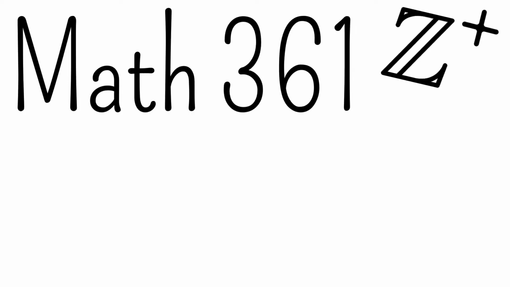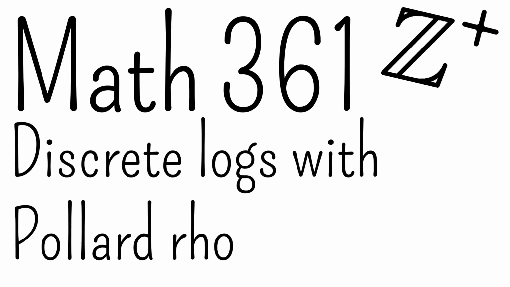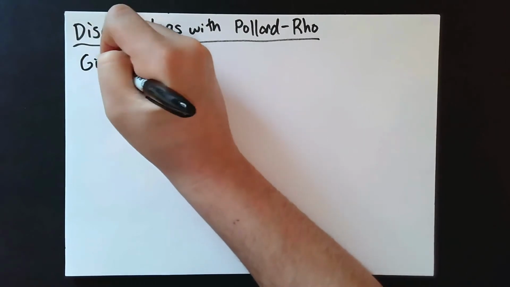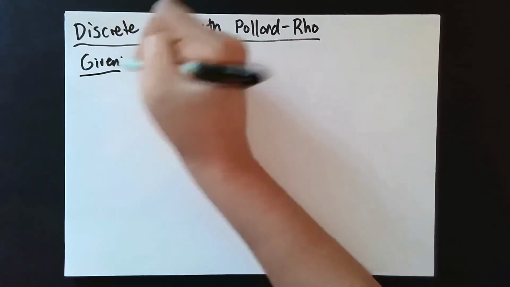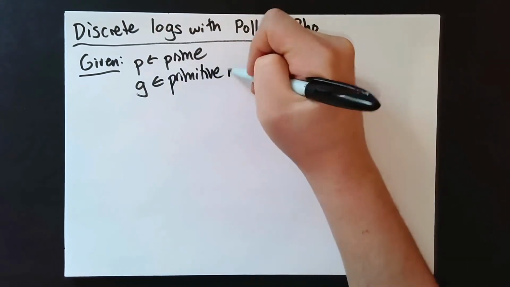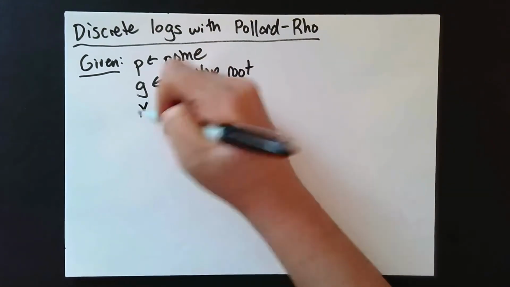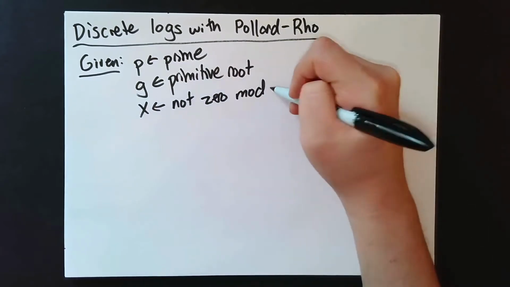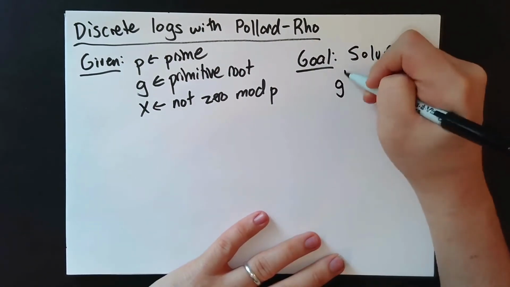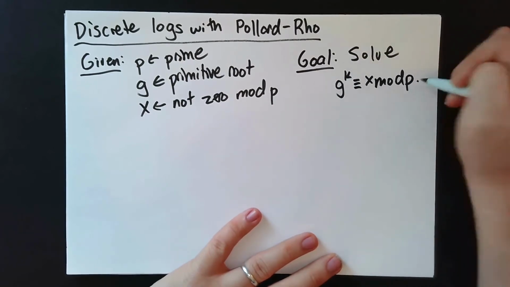Last up for the Pollard rho section, I want to talk about how Pollard rho can be used to calculate discrete logs. Just a reminder, when you're computing a discrete log, you're given a prime p, a primitive root g mod p, and some x that's not 0 mod p.